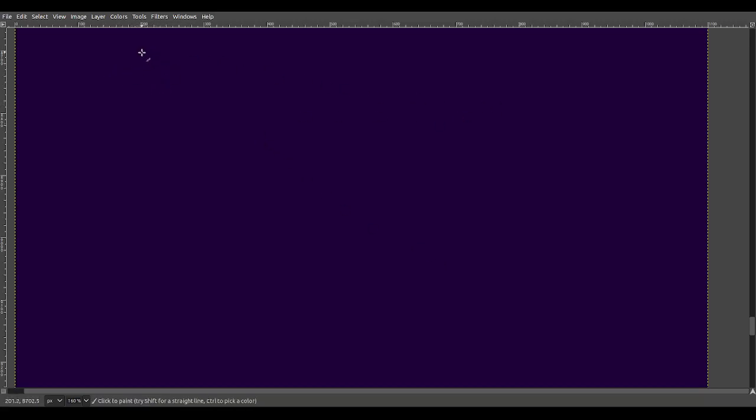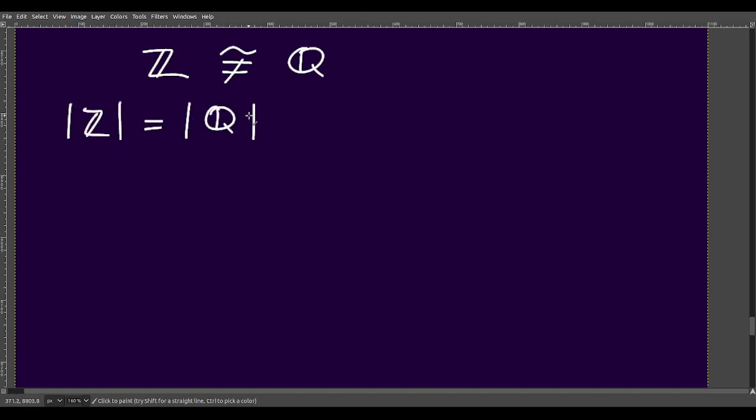Okay, we're going to prove that the integers are not isomorphic to the rational numbers under addition. And this might at first seem slightly counterintuitive, because you know from earlier math courses that the cardinality of the integers is equal to the cardinality of the rationals. In other words, there is a bijection between the integers and the rationals.